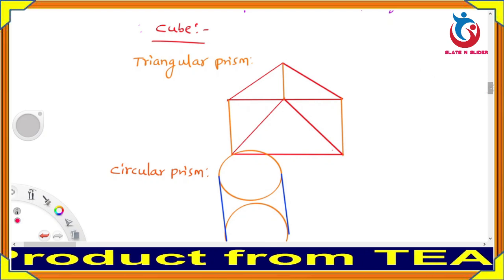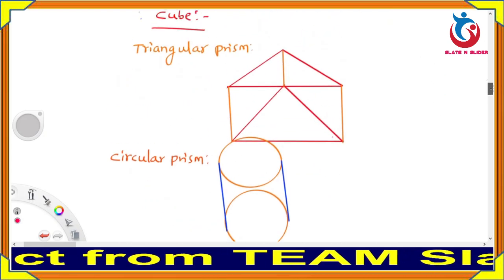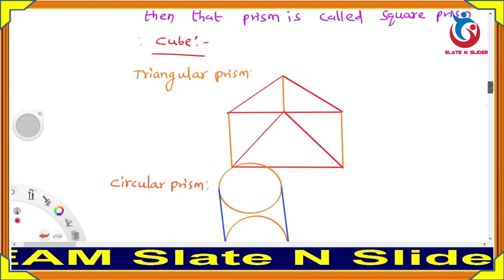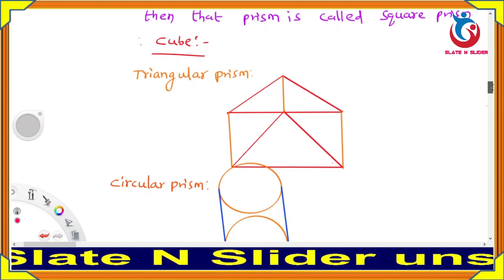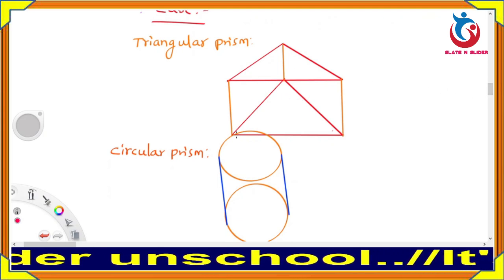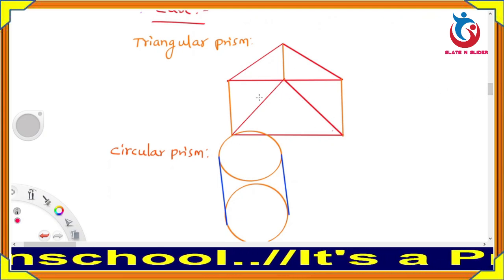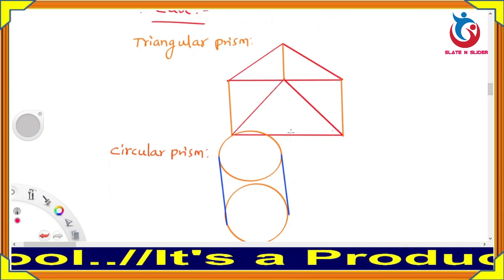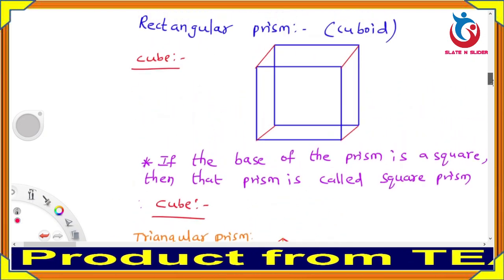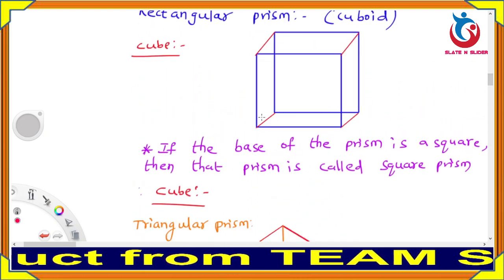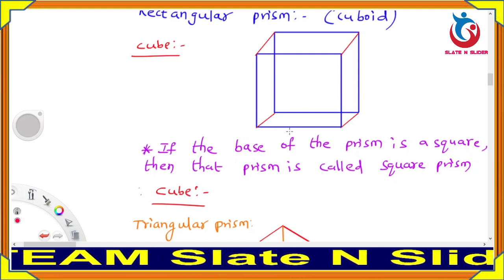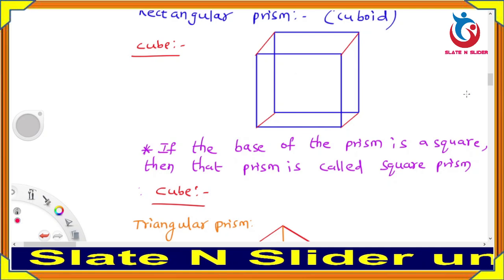To find the number of lateral surfaces of any prism, we just have to know the number of sides of the base. In this triangular prism, the base is in a triangular shape. This triangle has three sides, so it has three lateral surfaces. And for the cube, just observe, the base of the cube is in a square shape. A square has four sides, so it has four lateral surfaces.